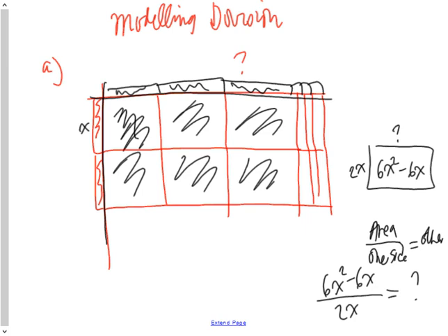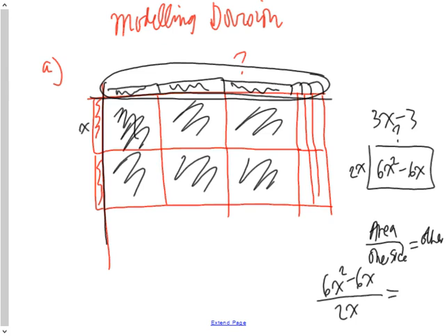So therefore, when I look at that missing side length pictorially, I see that that missing side length is 3x minus 3. So the solution is, what is 6x squared minus 6x divided by 2x? The answer is 3x minus 3. And again, if you work it out the same way as we did in the second show, you will find you get the same answer that way as well.